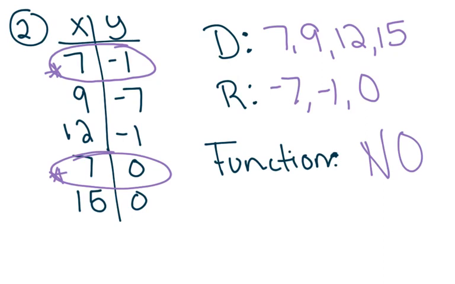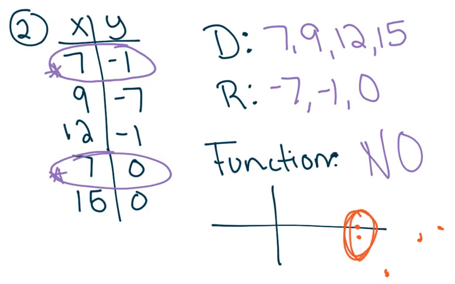Okay, and again, if you think about this in terms of a graph, we'd be at 7, -1. We'd be at 9, way down here at -7. We'd be at 12 and -1. We'd be at 7 and 0, and we'd be at 15 and 0. And this right here, if we were thinking about our vertical line test, does not pass the vertical line test because I've got two dots right on top of each other.